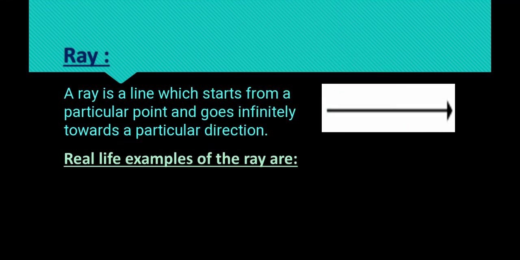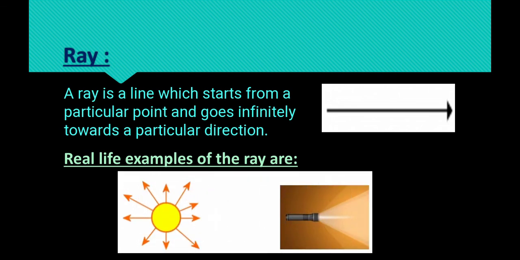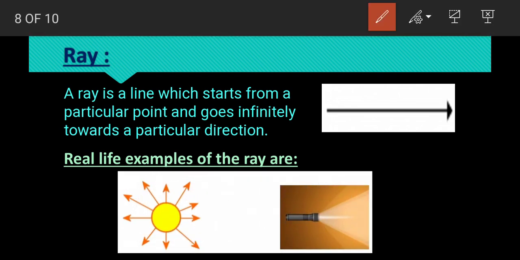Some real life examples of this are, look at this one. Here the sun gives us light and it spreads in all directions. It has a starting point, that is the sun, but no ending point. So this is known as a ray. If we switch on a torch, then we get light rays. Look at this one. These are the light rays. So it has no endpoint. We can't measure the distance of any light ray. So these are some real life examples of a ray.